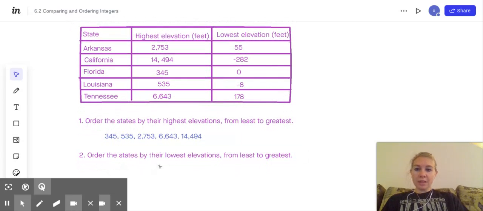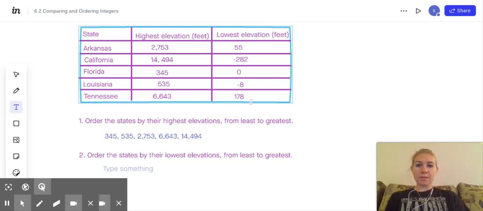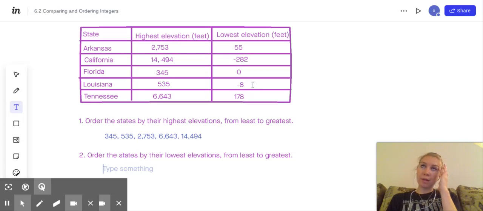Problem 2 says, order the states by their lowest elevation, so that's the third column, from least to greatest. Again, I'm not going to graph these because we're working with some bigger numbers here. Let's see, do we have any negatives, which would be below sea level? Oh, we have two negative numbers. We have negative 282 and then negative 8. Picturing a number line in my head, which of those would be farthest to the left of 0?